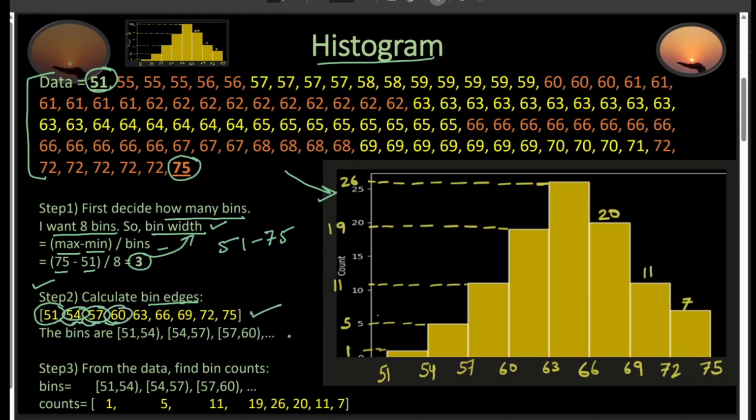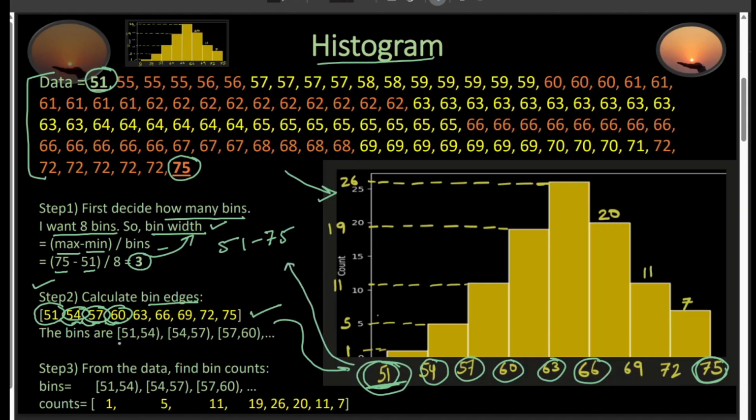Now you know your bin edges. This is how I came up with these numbers: 51 right there, these are my bin edges: 51, 54, 57, 60, 63. Each one of them is incremented by 3. It starts with 51, and it ends at 75 right here, because if you remember my range, it's from 51 to 75.